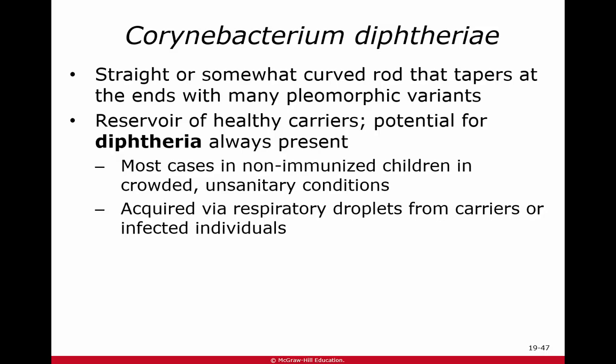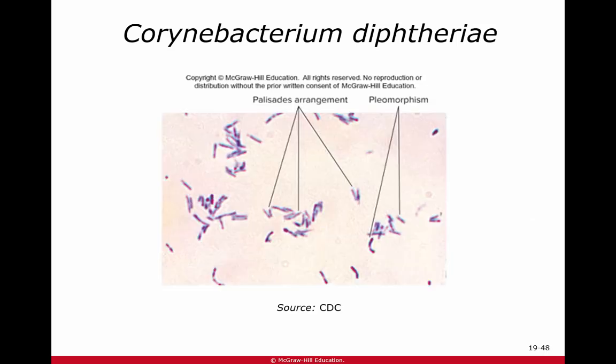Corynebacterium diphtheriae. Straight or somewhat curved rods that taper at the end, but they can have all kinds of variations or pleomorphic variations. Typically, the reservoir is a healthy carrier, so the potential for diphtheria is always present because of this. Most cases involve non-immunized children that live in unsanitary and very crowded conditions. It can be acquired via respiratory droplets from infected individuals or carriers.